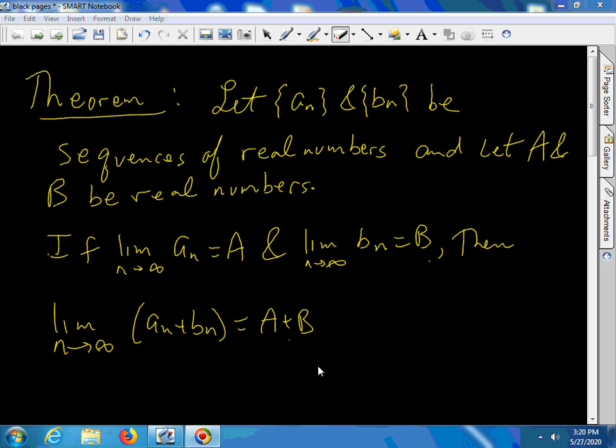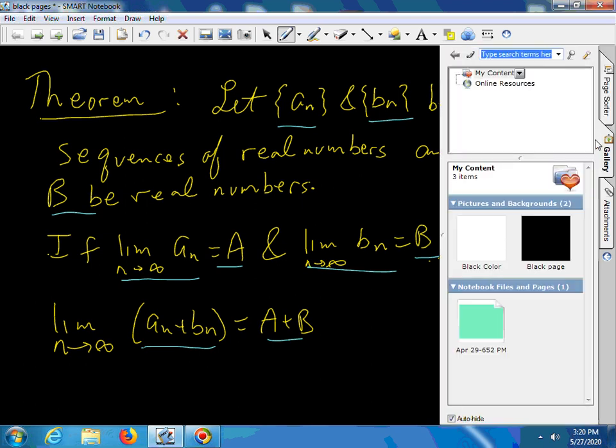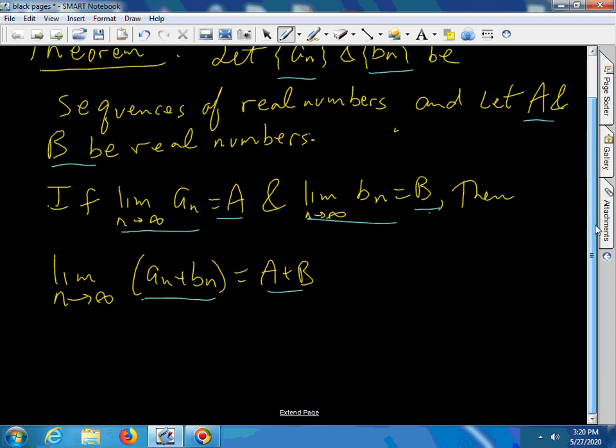Today, we're going to prove that if you have two sequences of real numbers, and a and b are real numbers, if the limit of a_n is a and the limit of the b_n's is the real number b, then the limit of the sum is a plus b. And like always, we do proofs like this using the definitions. It's all done by definition.